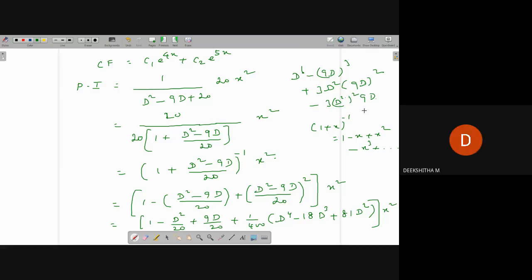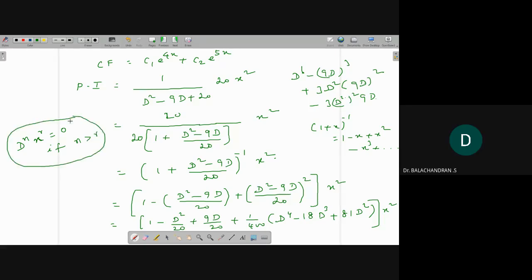The d cube term will be constant, no, sir? We can consider that. Okay, d cube, but d cube of x square is what? 0. Okay, sir. I will come to your question also. In general, d power n of x power r at x equal to 0 is 0 if n is greater than r.